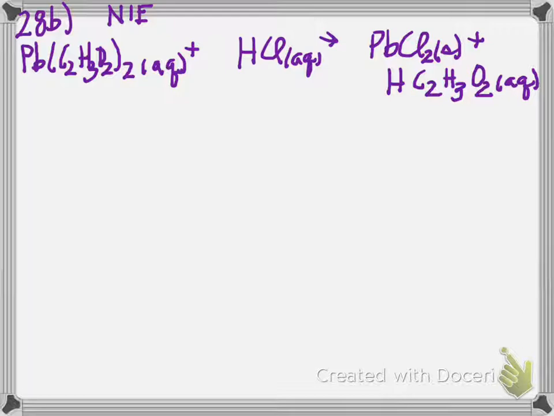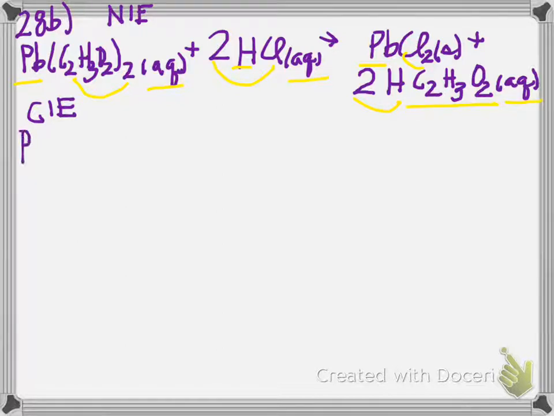For letter B, balancing this, 1 lead, 1 lead. Okay. 2 acetates, 1 acetate, I need a coefficient of 2 in front of hydrogen acetate. 1 hydrogen, 2 hydrogens, need a coefficient of 2 in front of hydrogen chloride. 2 chlorides, it's balanced. So now I'm ready to do my complete ionic equation. Again, I'm going to break up everything that's aqueous into its ions.